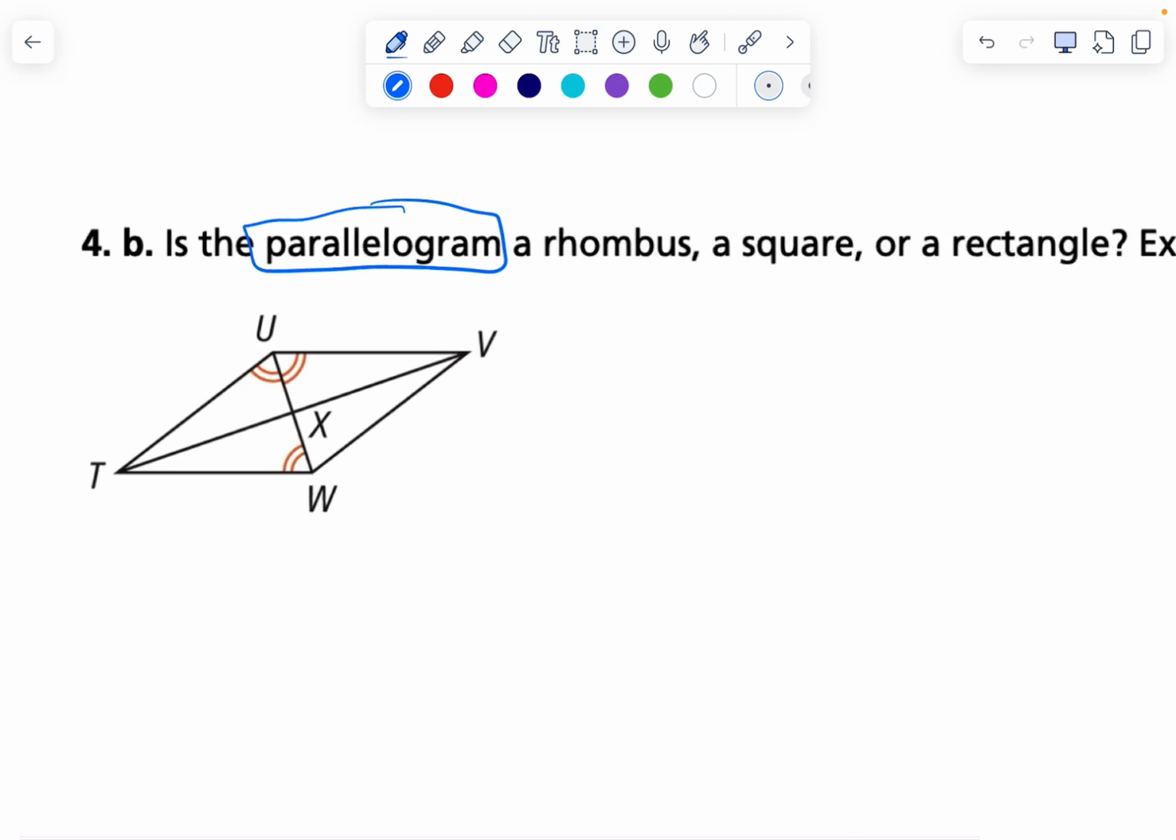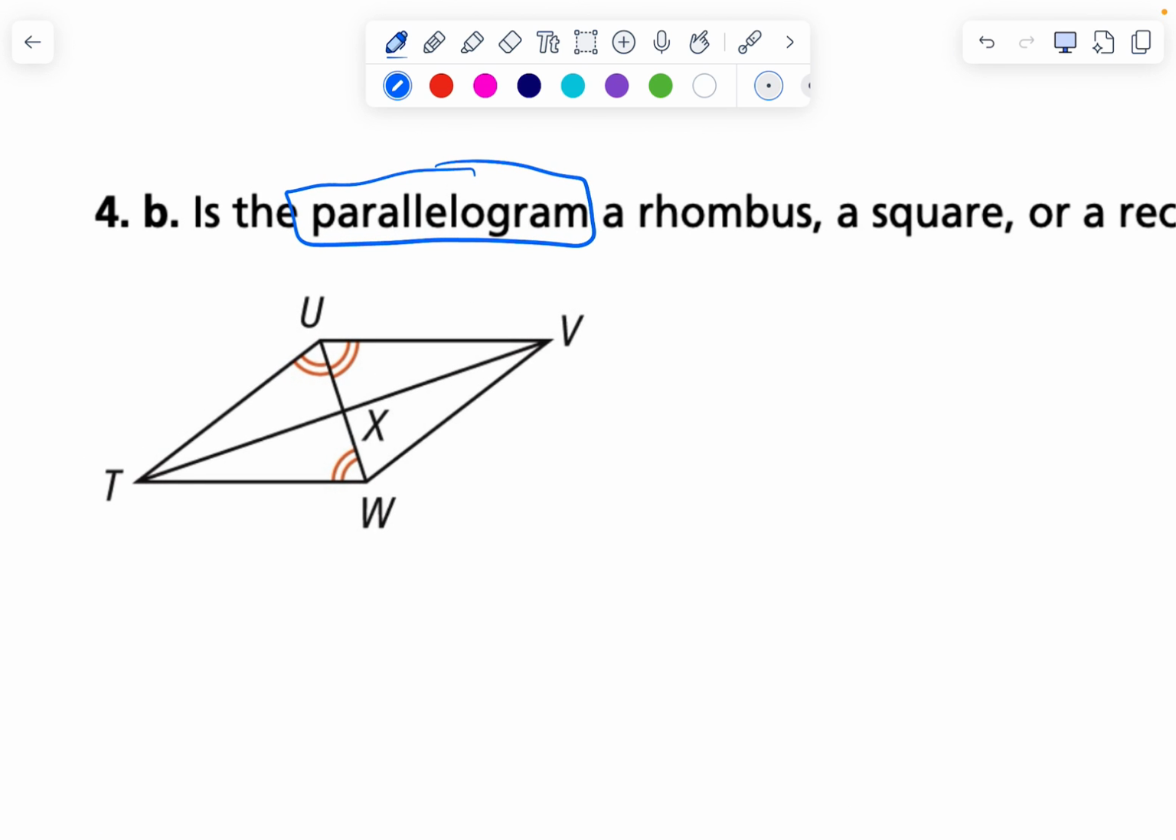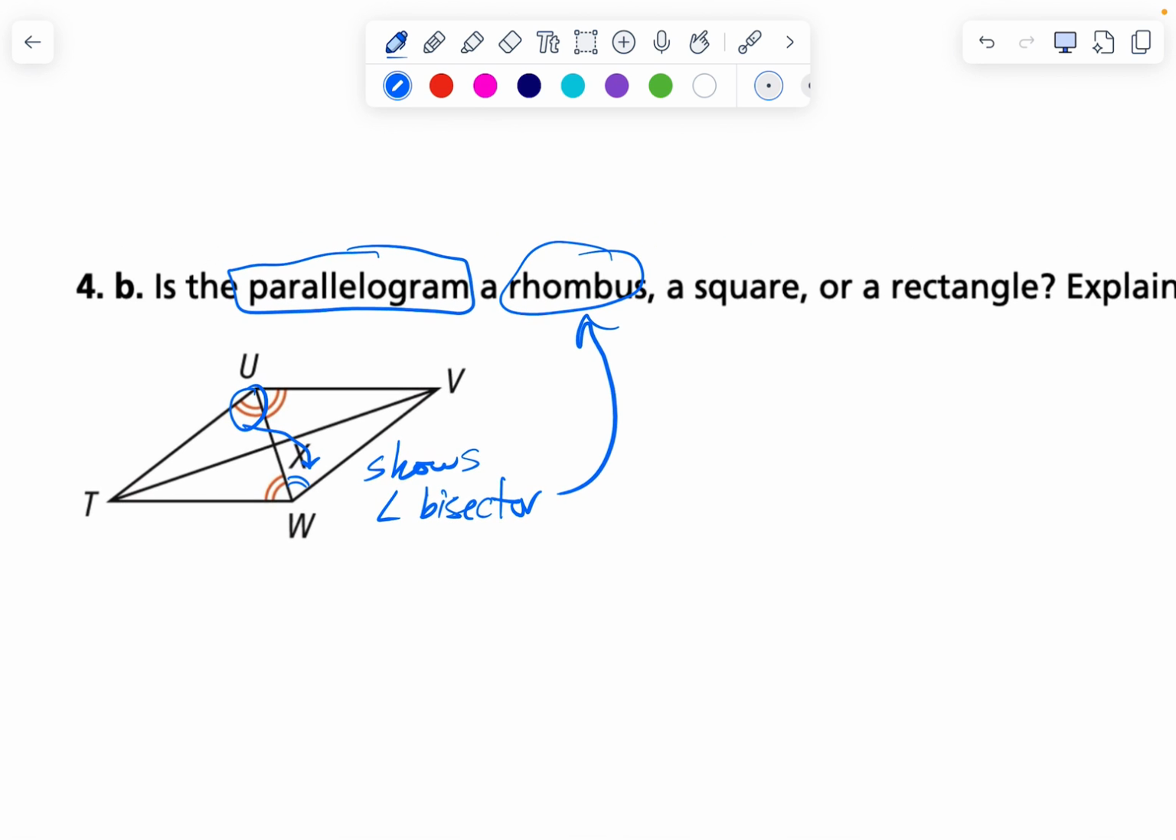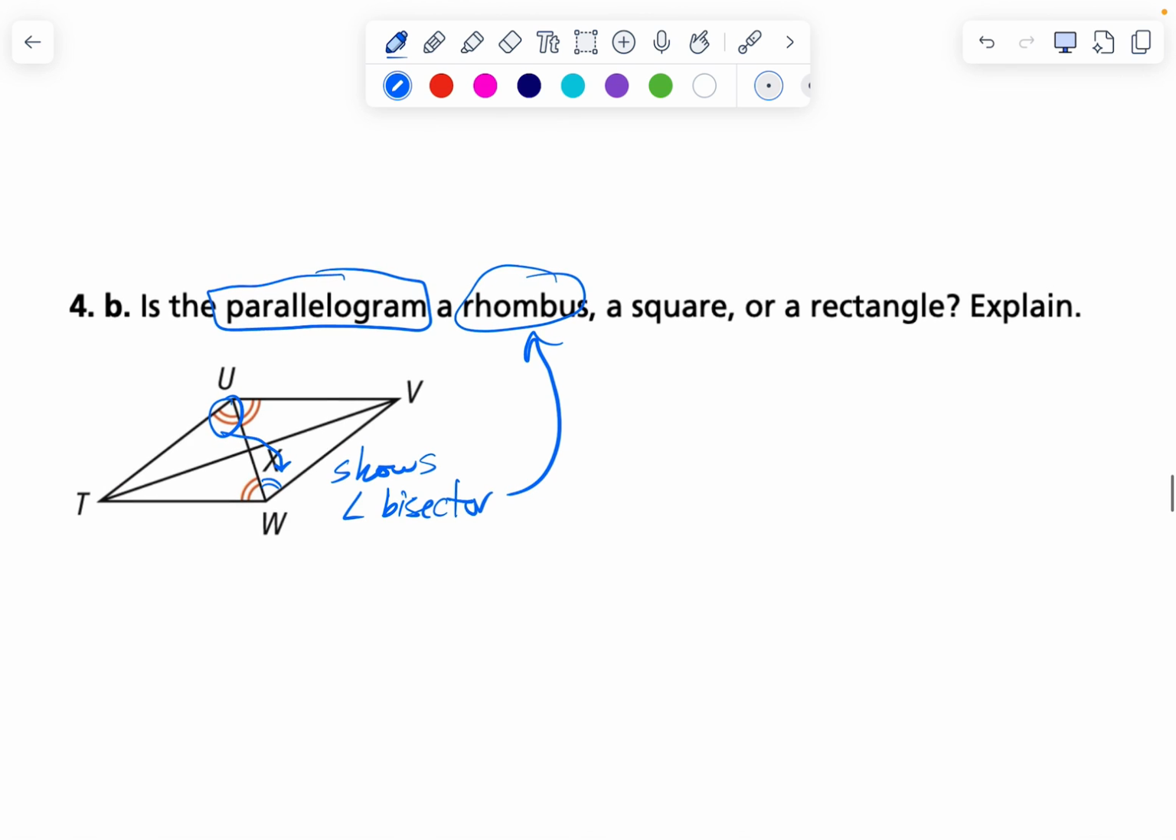Okay. I don't know if you heard Tim, but he's saying, can we use same side interior angles to bring this over here because it's a what? Parallelogram first. And he's right. Now this shows that the angles are bisected, which makes it a rhombus. You see, we have to be careful not to use what we're trying to prove itself.